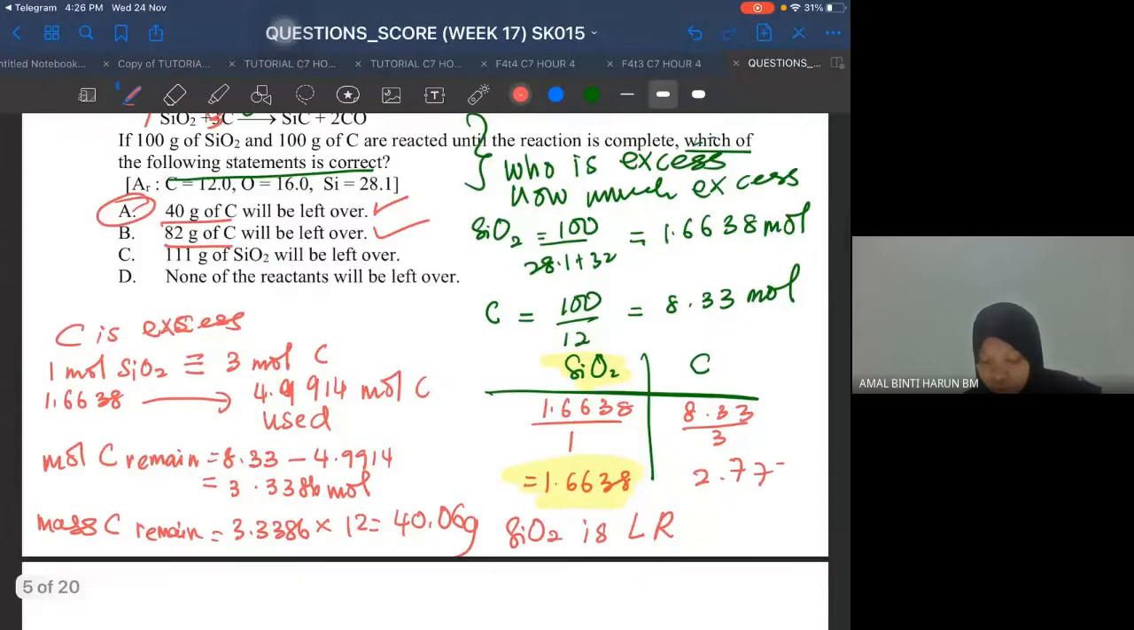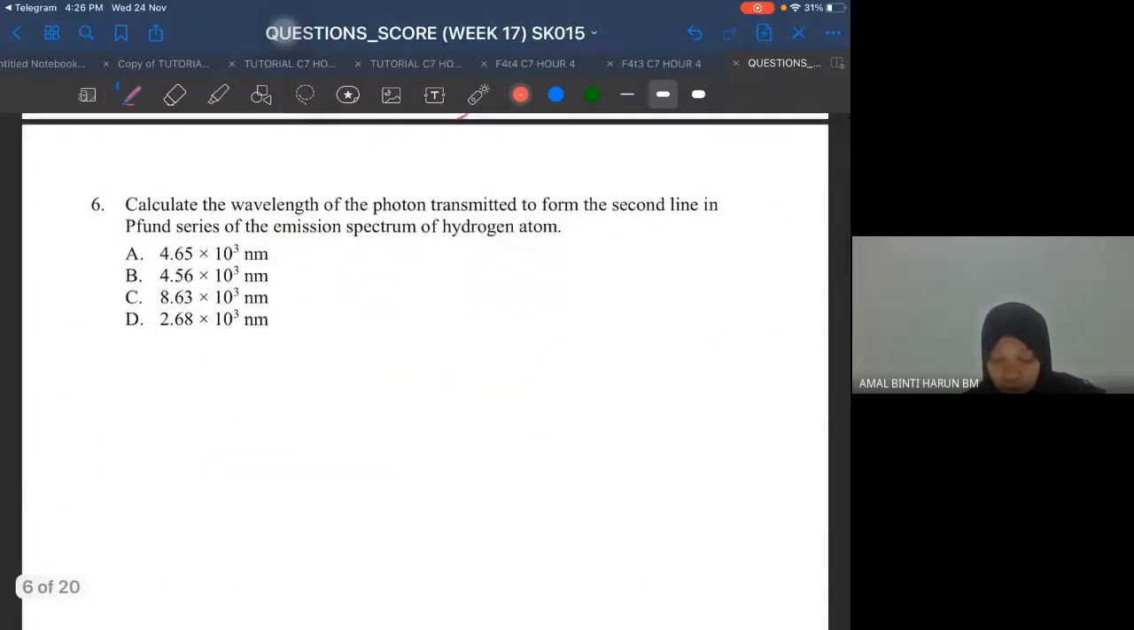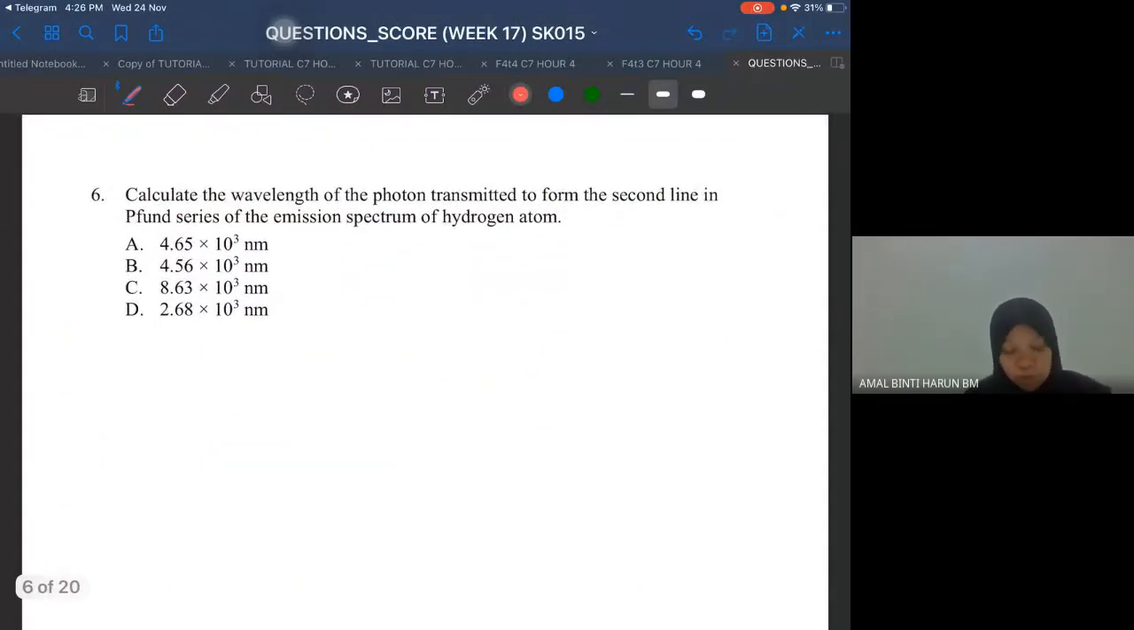Okay, sekarang kita pergi nombor 6 kalau tak ada objection. Okay, kita pergi tengok nombor 6 so that question number 6, very straightforward, which is wait a minute.